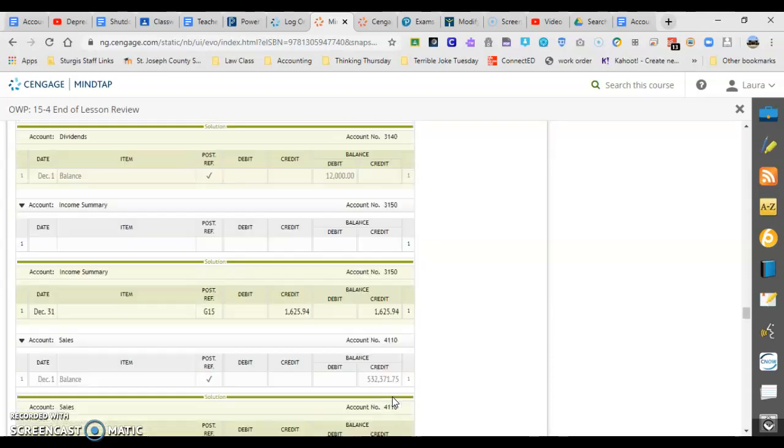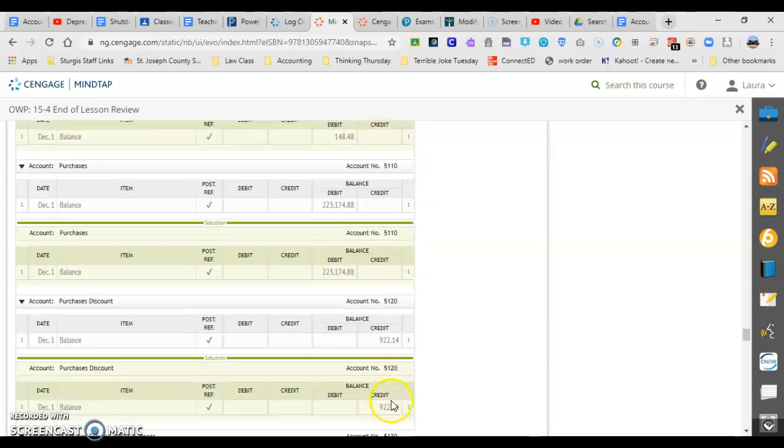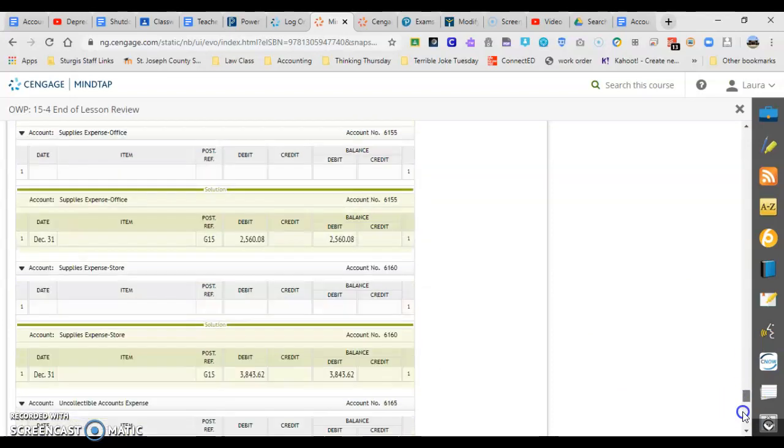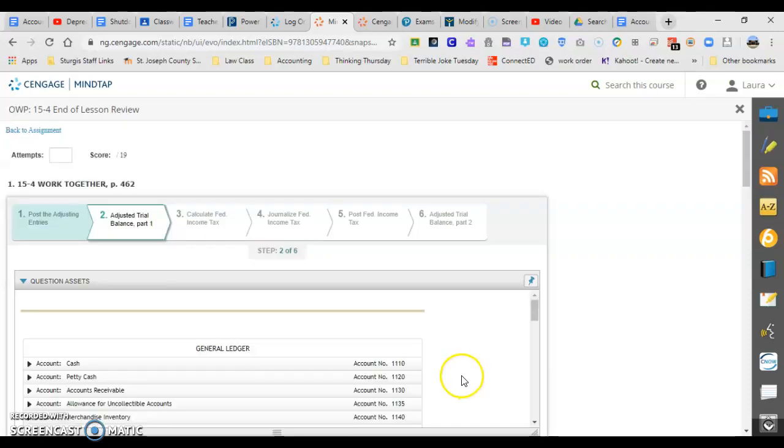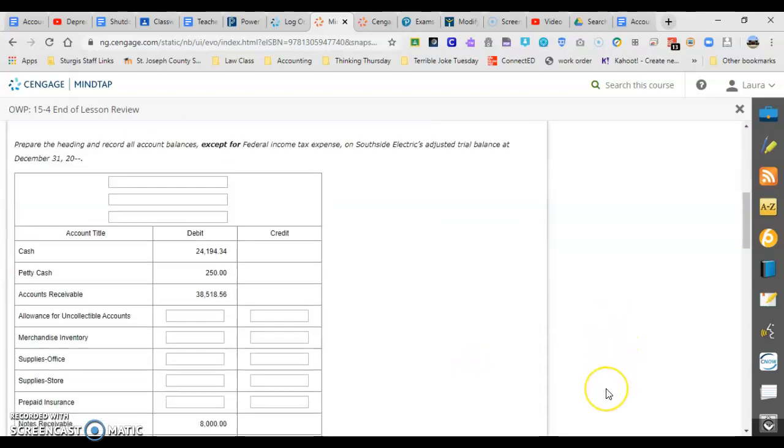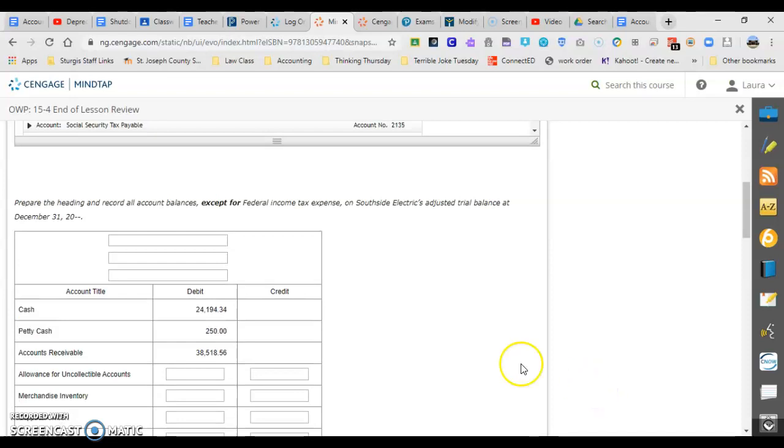Okay, so once you post all those accounts, then what you do is an adjusted trial balance. This is after your adjustments other than federal income tax, okay? So what you'll do is prepare the heading except for federal income tax expense, because you want to know how much did you make before you calculate how much you actually owe for federal income tax.